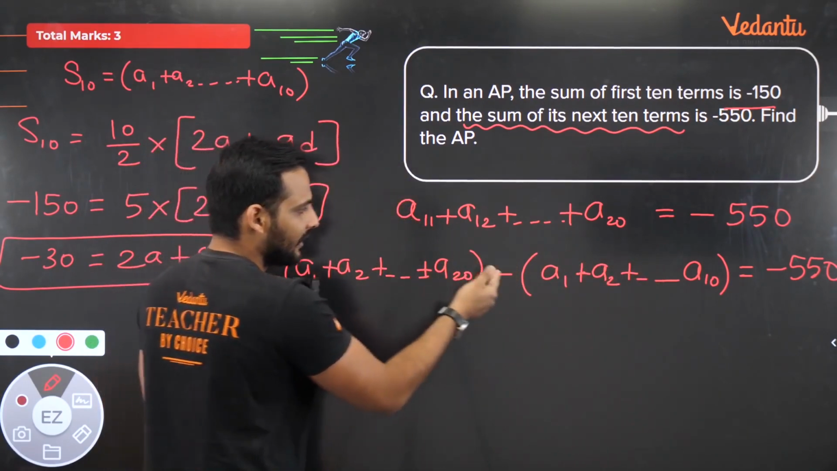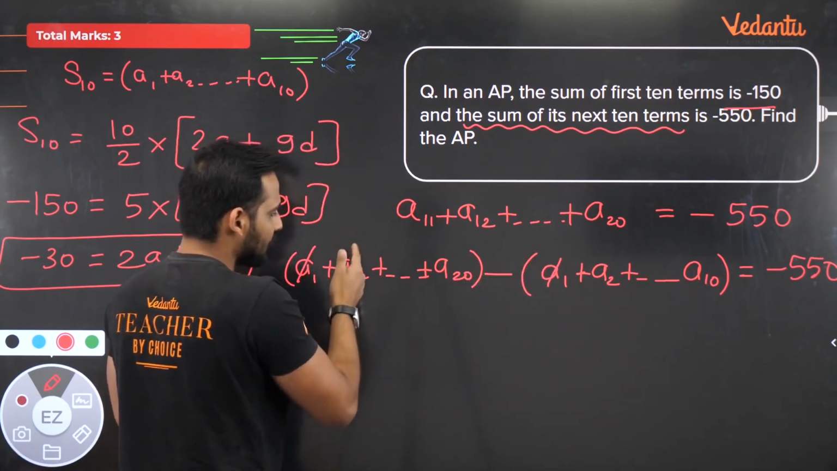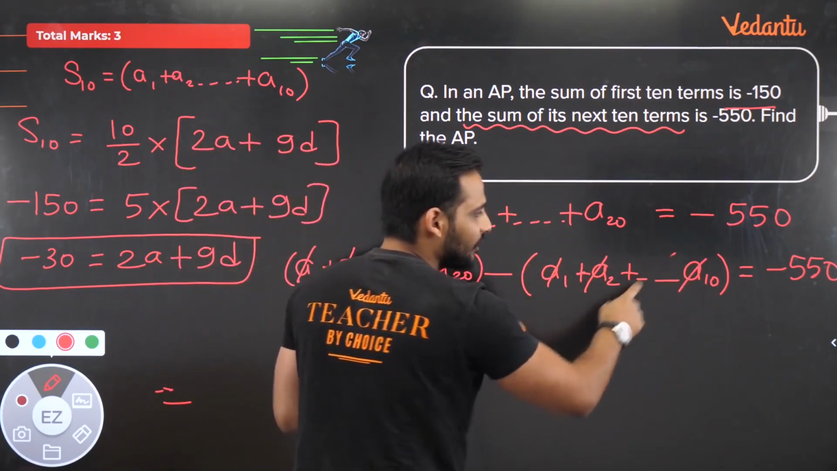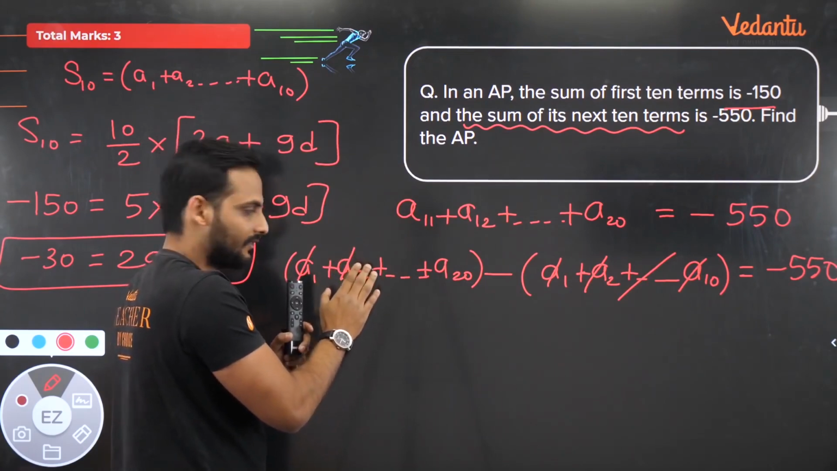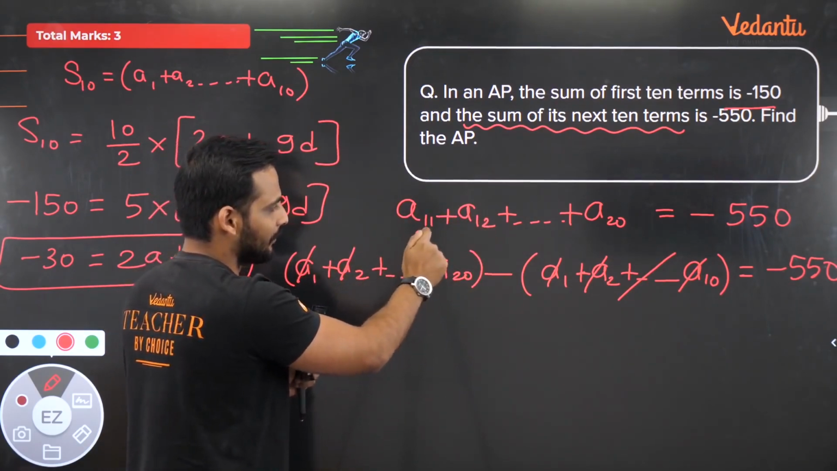See, here it is A1. After opening the bracket, it will become minus A1. So A1 and minus A1 will get cancelled. A2 and minus A2 will get cancelled up to A10. All the values will get cancelled and here also A10 will get cancelled. So we are remaining with A11, A12, A13 up to A20, which is the given part.